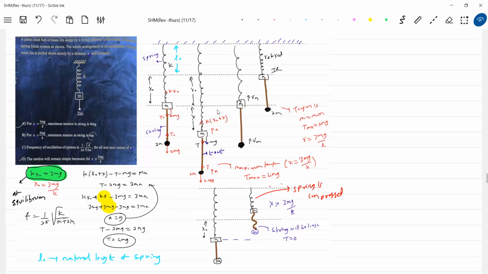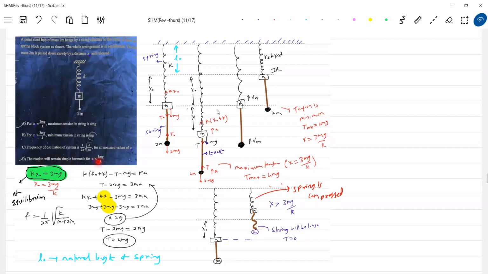You see, everything is there in the diagram. So therefore, what is the permitted value of x? It should be less than 3mg by k. If it is greater than 3mg by k, it will become loose. And what is the tension? Tension will be zero, no? When x equal to 3mg by k, minimum tension is 2mg. When x is greater than 3mg by k, minimum tension will be zero. The string will be loose. This option will not pick up.